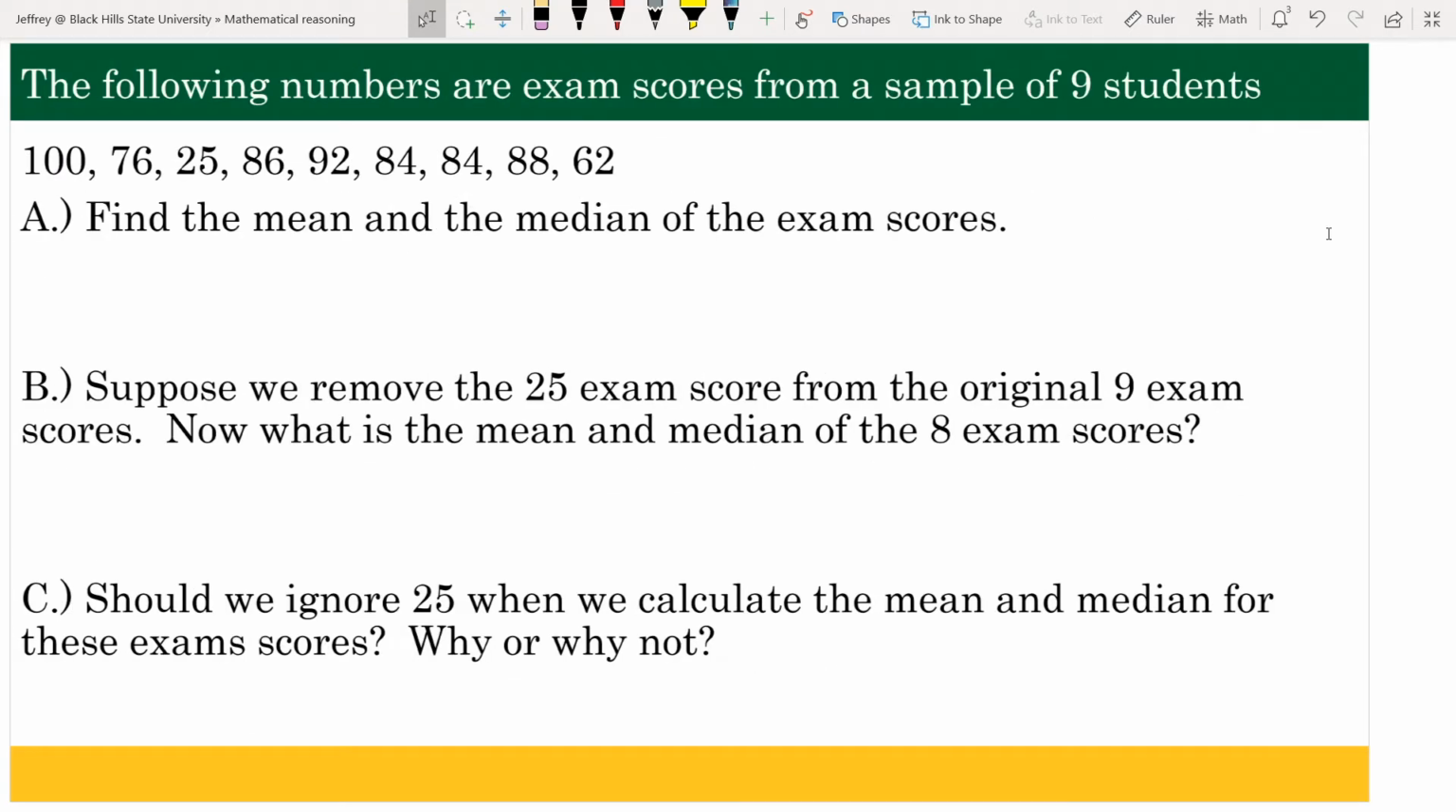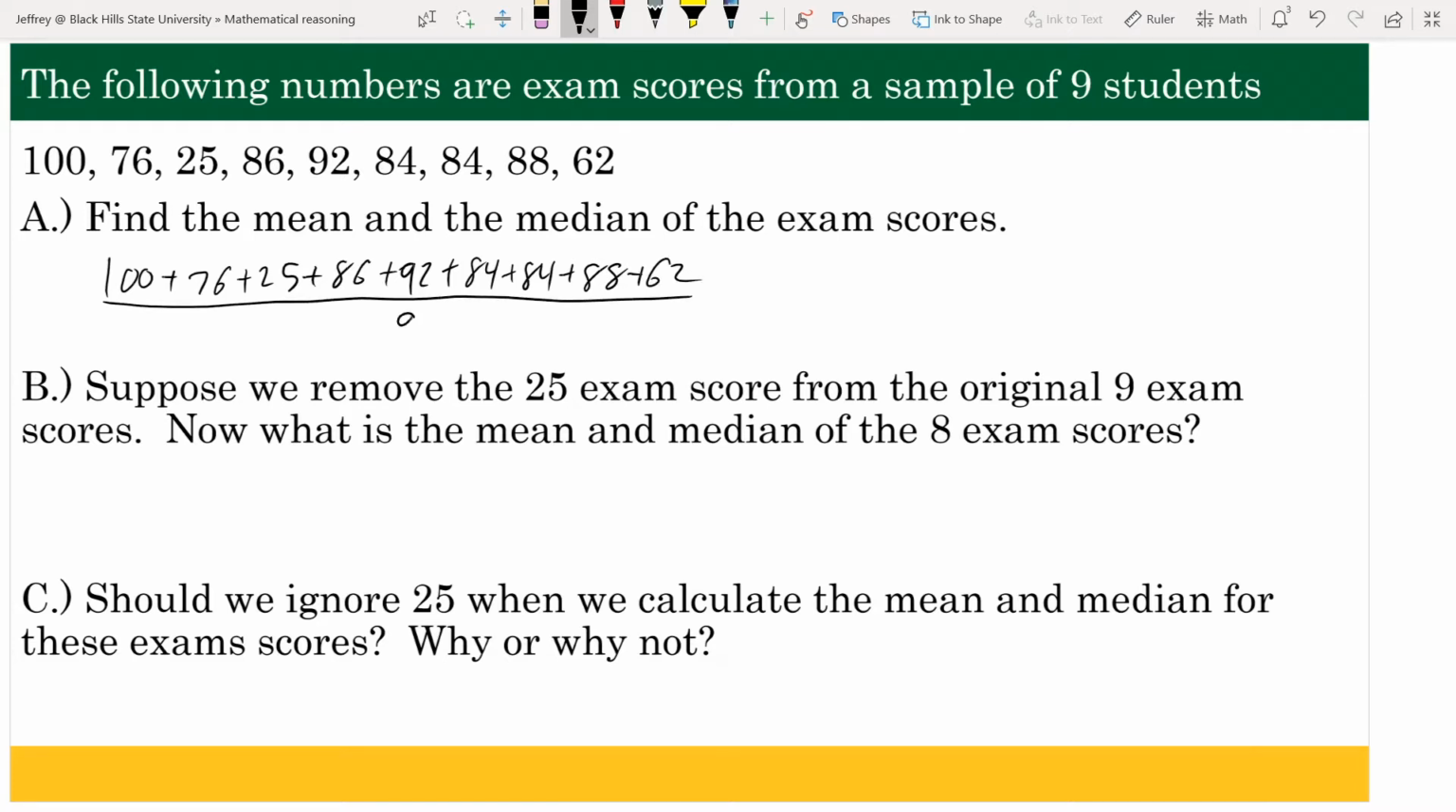So looking at these 9 exam scores, we're going to go ahead and calculate the mean and median. So for the mean, we're going to go ahead and take 100 plus 76 plus 25 plus 86 plus 92 plus 84 plus 84 plus 88 plus 62. We're going to divide all of those by 9 since there are 9 exam scores. And when we do that, we end up with 77.44 repeating.